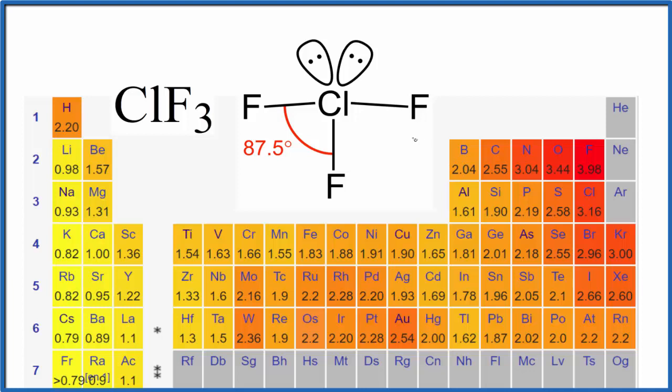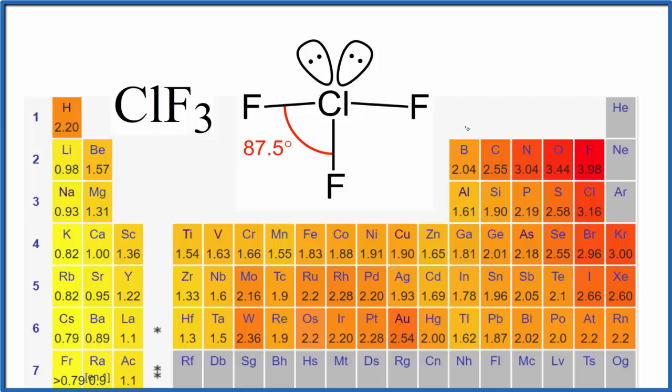So if we look at the difference in electronegativity between the fluorines and the chlorines, we'll see that fluorine, that's 3.98. This is the most electronegative element on the periodic table, but chlorine's right next to it. Still, we have a pretty big difference in electronegativity. So these bonds right here between the chlorines and the fluorines, they're going to be polar.